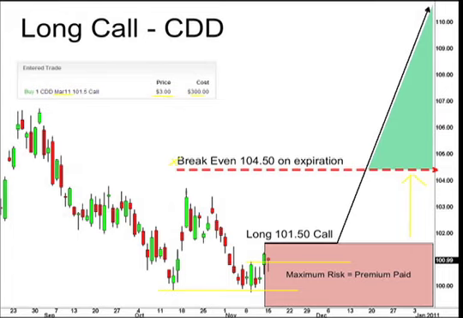So in this case, although my break-even point here would be 104.50 on expiration, as soon as I get into this trade, as soon as it starts moving in my favor, I'm going to start locking in profits and offsetting some of my position to make sure that I don't turn a winning trade into a losing trade.